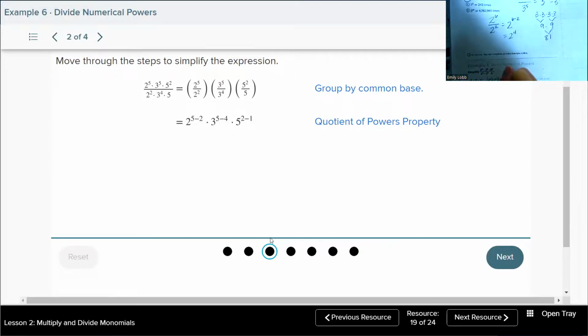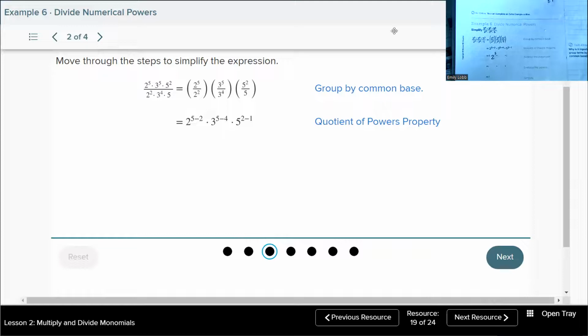So this first one is 2 to what power? What is 5 minus 2? 3. The next one, make sure you're writing it in your packet. Sorry, it's hard to see. Let me make that bigger.